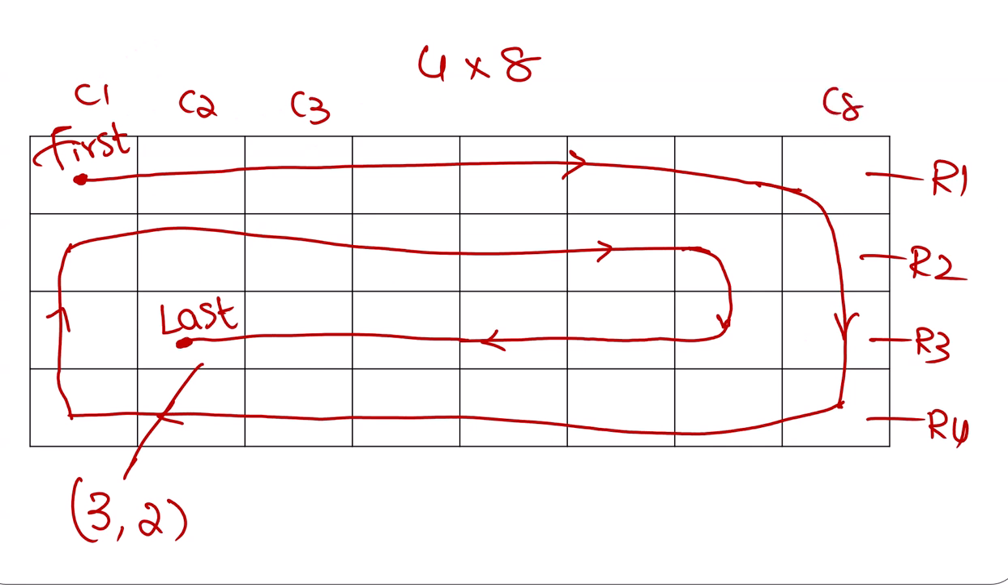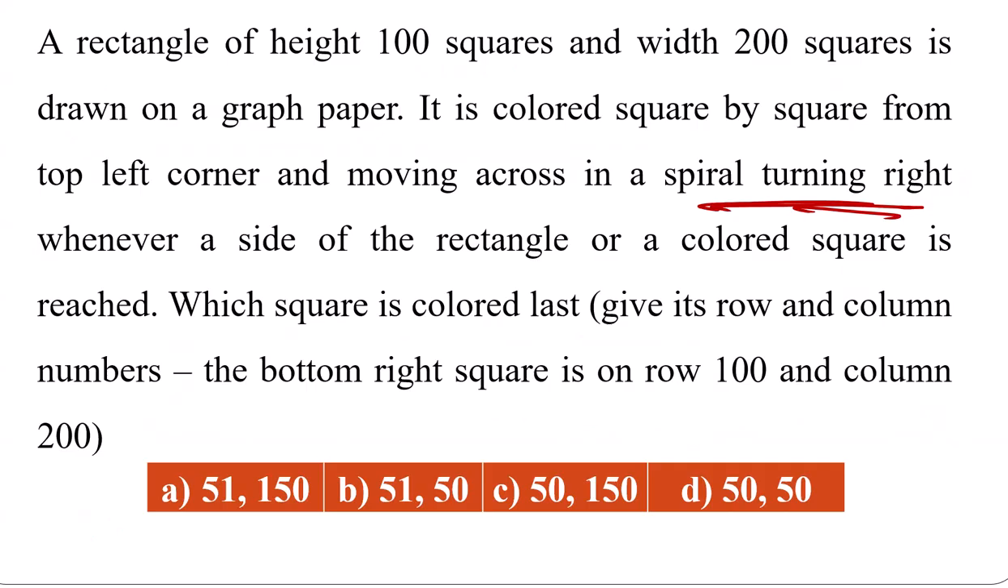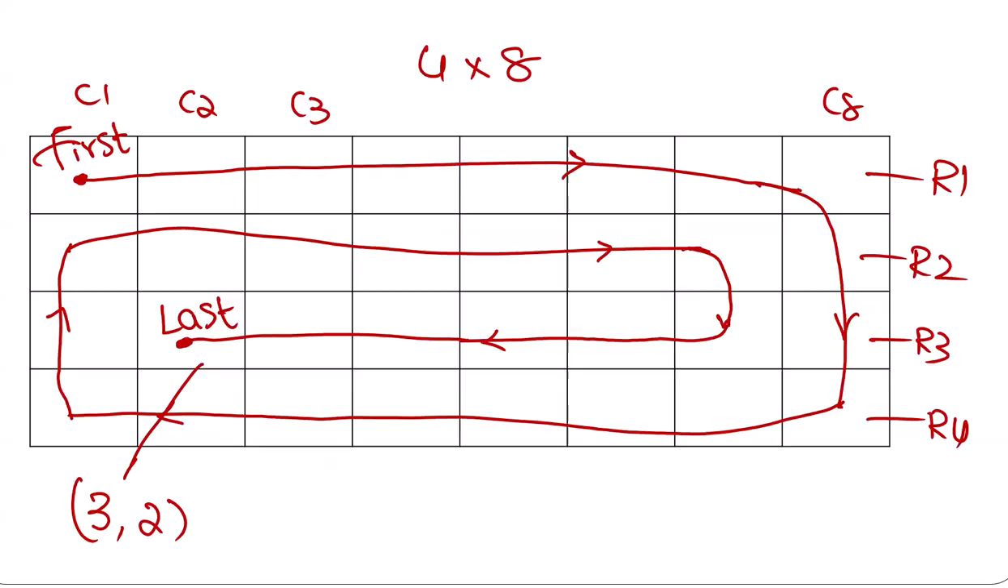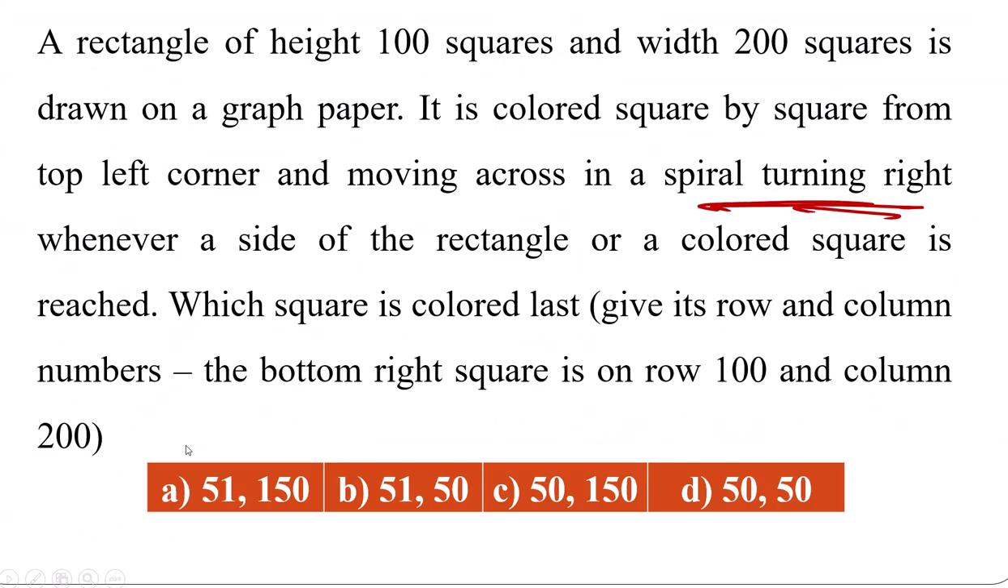They said bottom right is 100 comma 200. Row is 100, column is 200. Here the last row means R4, column is 8. Then this will be R1, R2 like that. So the last one is 3 comma 2. Then how are we analyzing? See, for this question, 4 and 8, my last box is 3 comma 2.